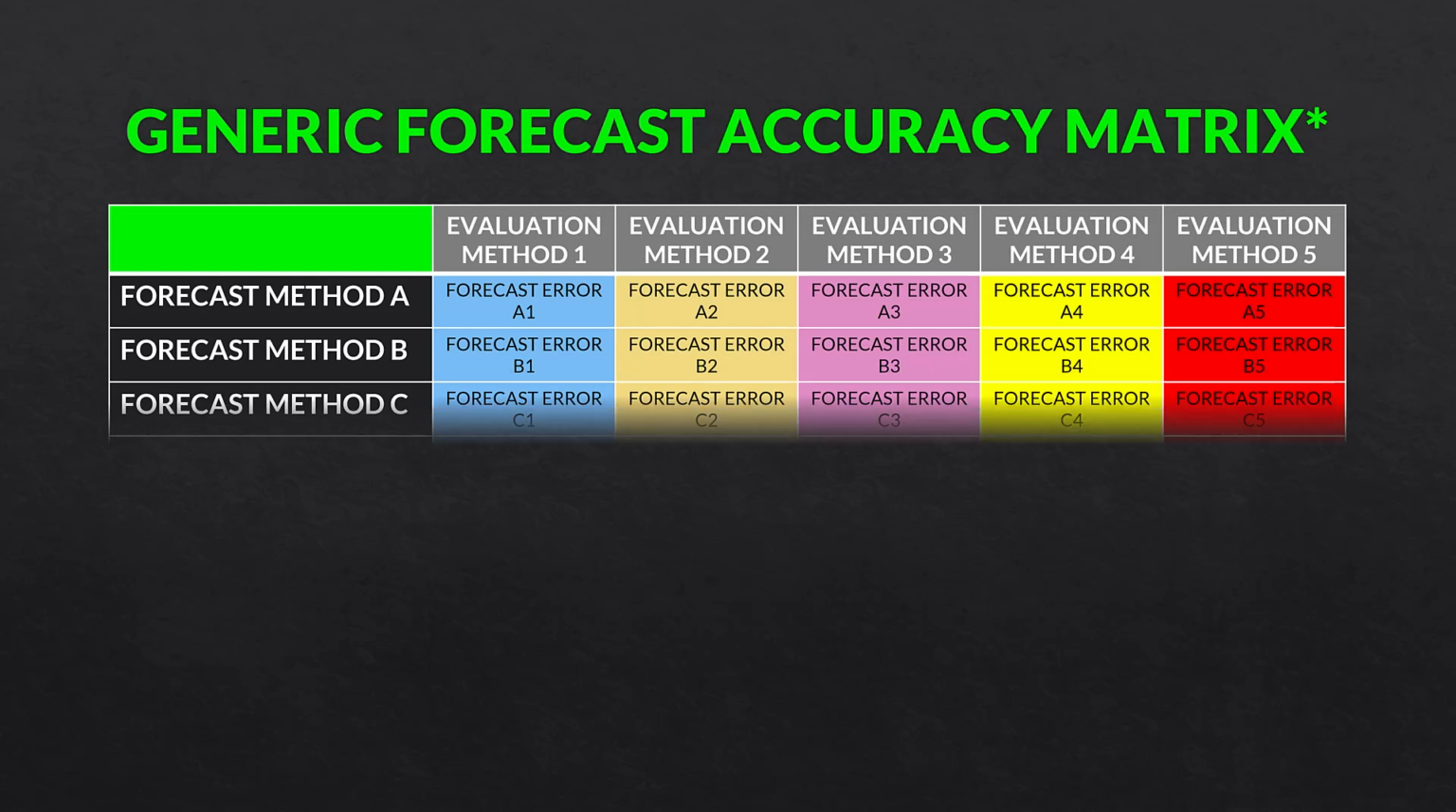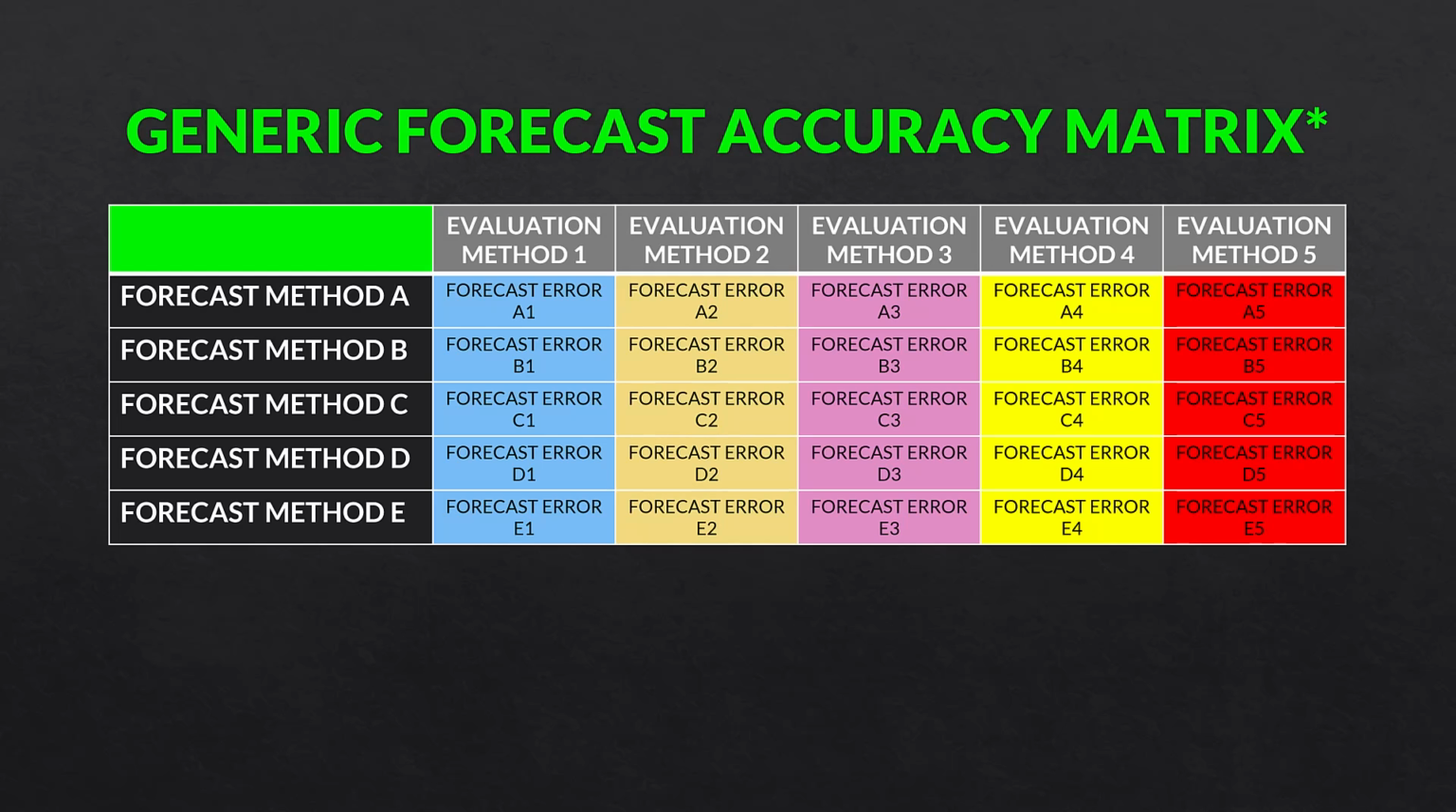Here is the generic forecast accuracy matrix. So it looks like this. In the left-hand column, we have 5 methods: Method A, B, C, D, and E. And those methods are used to generate the forecasts. At the top, we have evaluation methods. So method 1, 2, 3, 4, and 5 in this example.